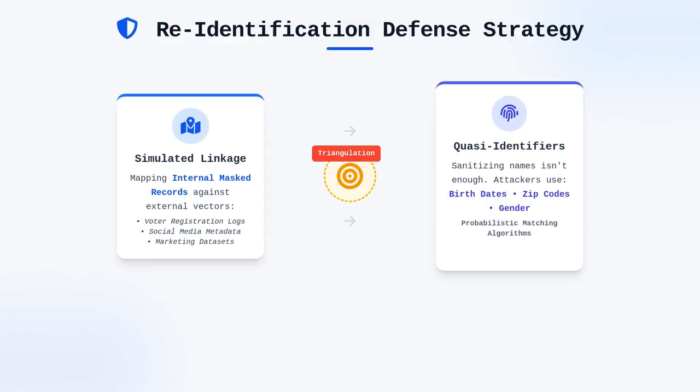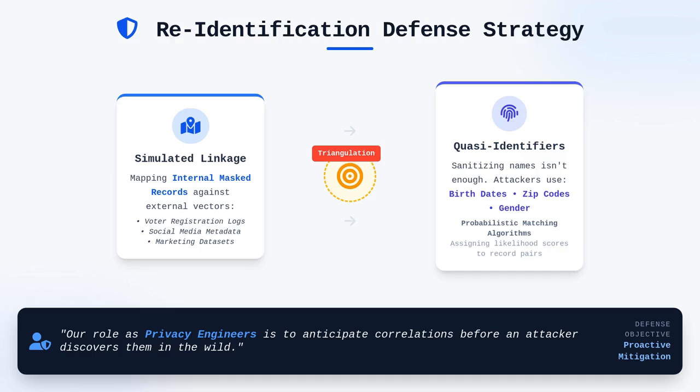They often utilize probabilistic matching algorithms to assign likelihood scores to record pairs, eventually narrowing down individuals until they obtain a high confidence match. Our role as privacy engineers is to anticipate these correlations before an attacker discovers them in the wild.